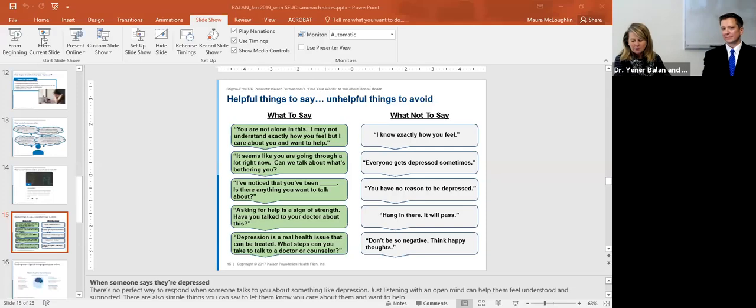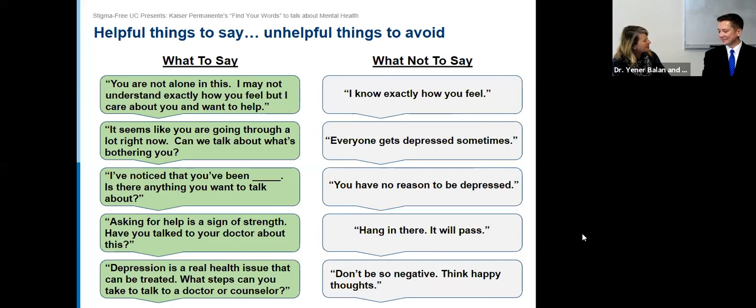One that may not be totally intuitive is, oh, I know exactly how you feel. Why is that not a good thing to say? Well, because you don't, right? There's no way for you to actually know exactly how I feel. So what about saying something like, you're not alone, right? I might not understand exactly how you feel. You don't even have to say that. Just say something like, I care about you and I want to help.